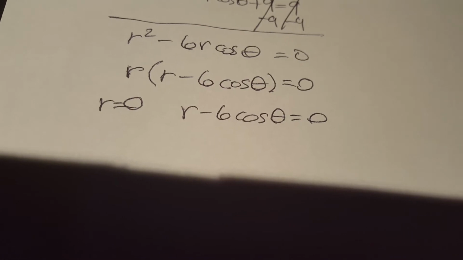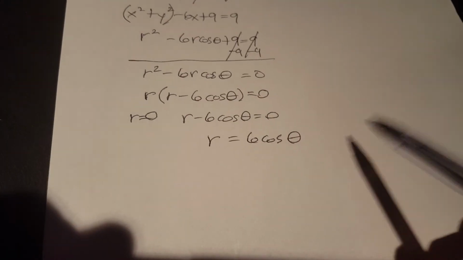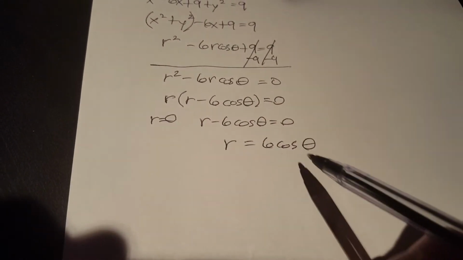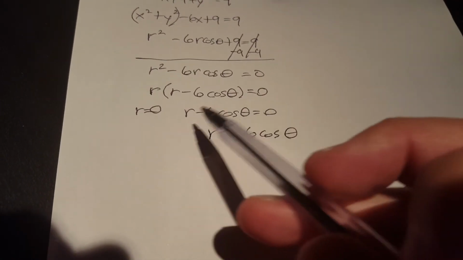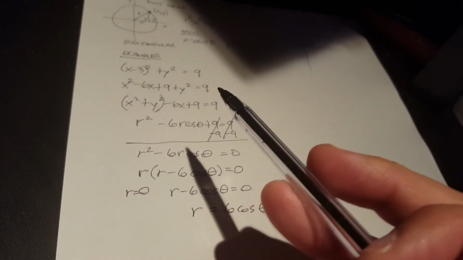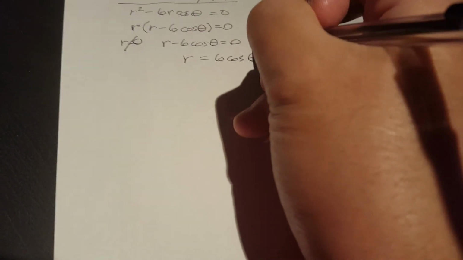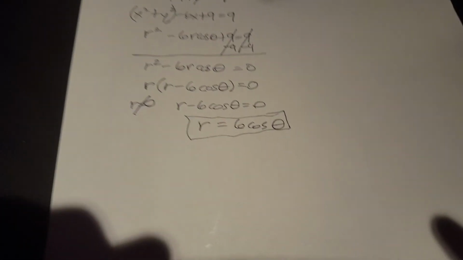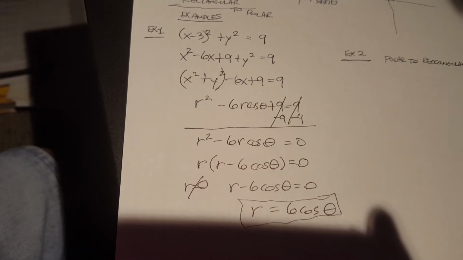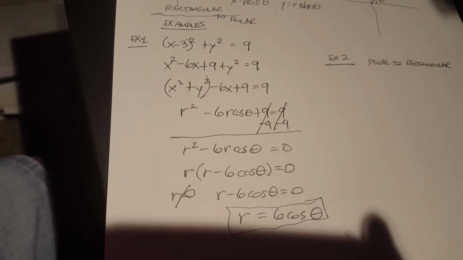The key thing here is we have to solve for r. When you get to this point, you have r equals 0 and r equals 6 cosine theta. If r is equal to 0, that means you don't have a radius, and if you don't have a radius, then you don't even have a triangle. So this part right here, we're just going to mark through. That's going to be nothing. This is your answer right here: r equals 6 cosine theta. So in that first example, we went from rectangular to polar.